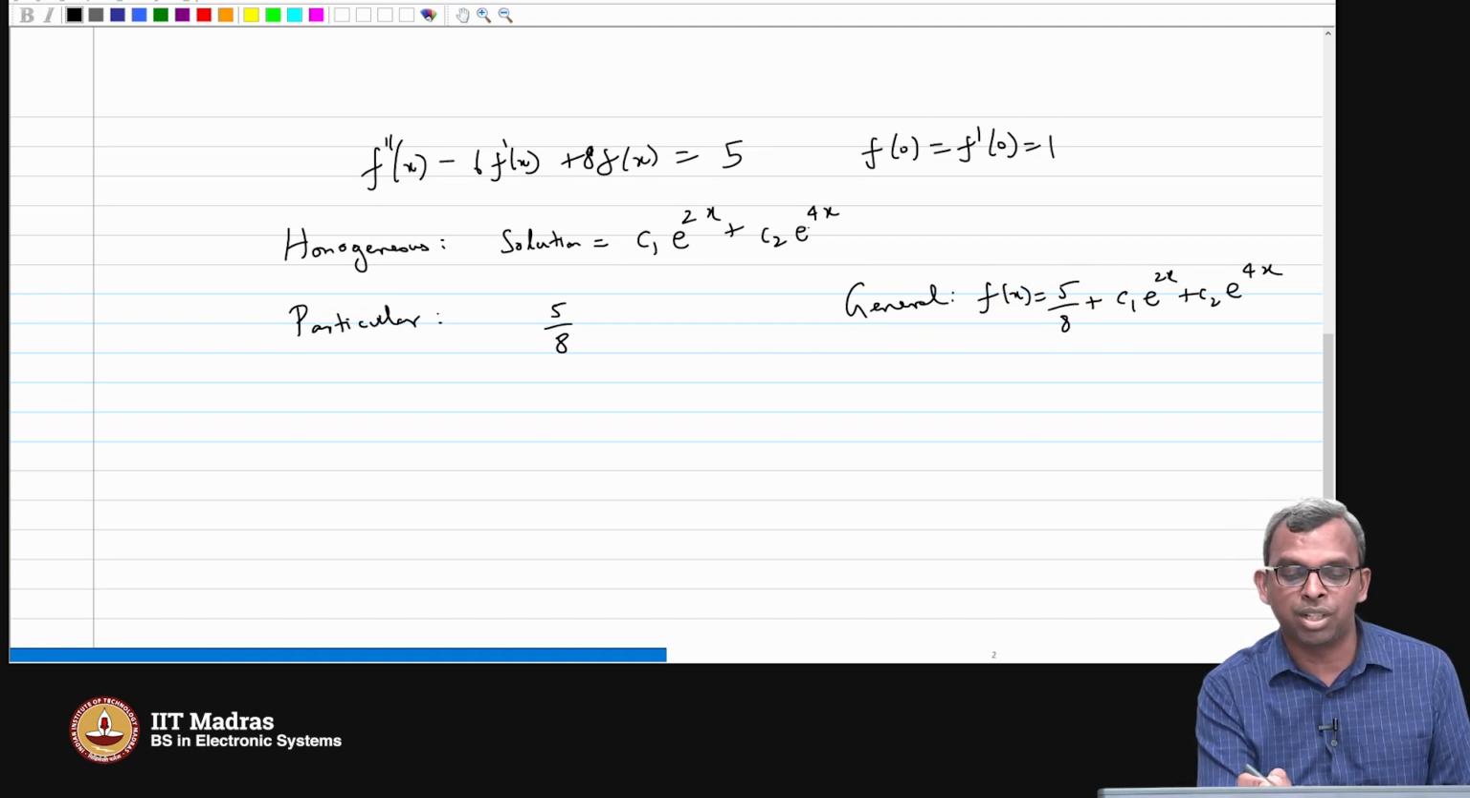Look at how easily it comes about. You find the homogeneous solution with c1, c2. You find the particular solution by guessing a constant. I know this needs to be a constant. The constant will be 5 by 8, so that these things will go to 0. If it's a constant, you will get that.